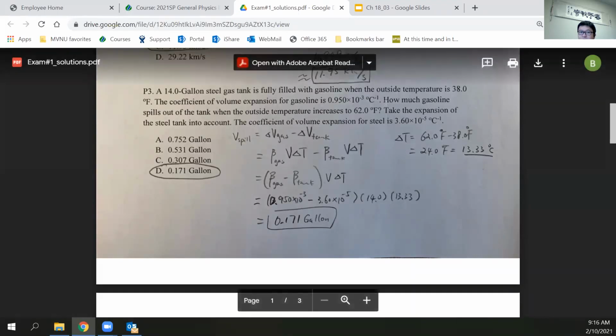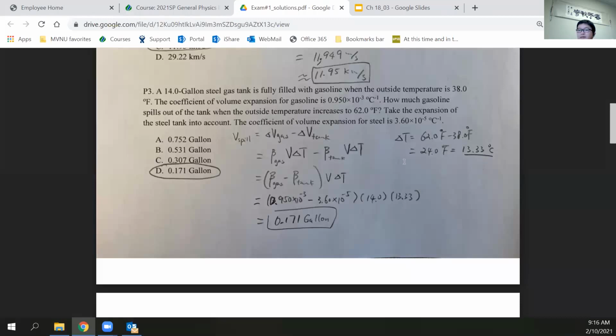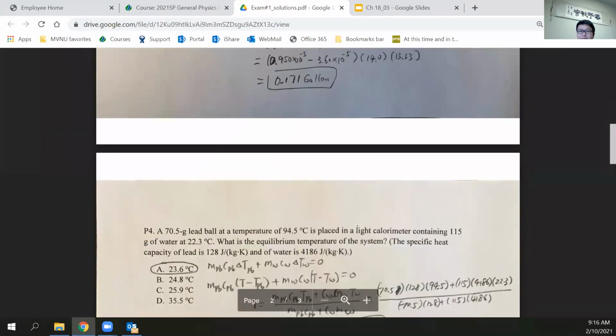The temperatures given are in Fahrenheit, so you want to convert them to degrees Celsius. You can take the difference first and then convert the difference into Celsius. Or you can do them individually, like convert 62 Fahrenheit to degrees Celsius and 38 to degrees Celsius and take the difference. Then you just plug in numbers over here. You'll figure out it's 0.171 gallons spilled for the gas.